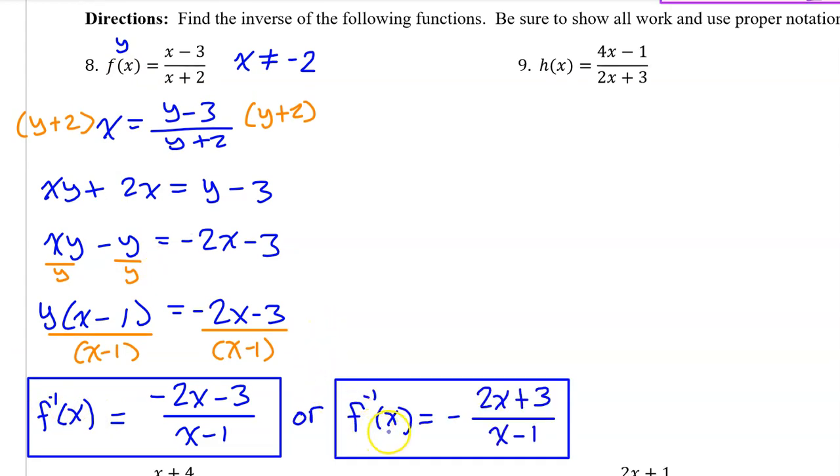If this was a multiple choice question, you might see the negative factored out and put in front of the fraction like this. So whenever you have a leading coefficient that's negative, be prepared for that negative to be factored out and put in the front.